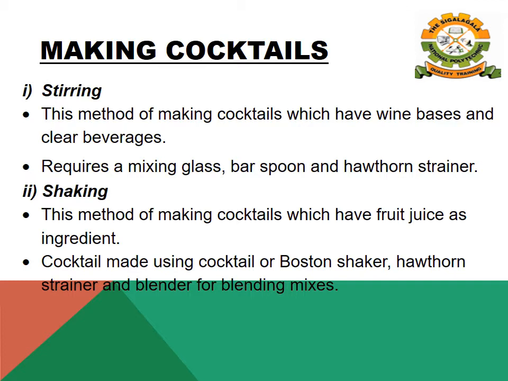The second method is by shaking. This is a method of making cocktails which have fruit juice as an ingredient. Cocktails are made using a cocktail or portion shaker, a strainer, and a blender for blending mixes.